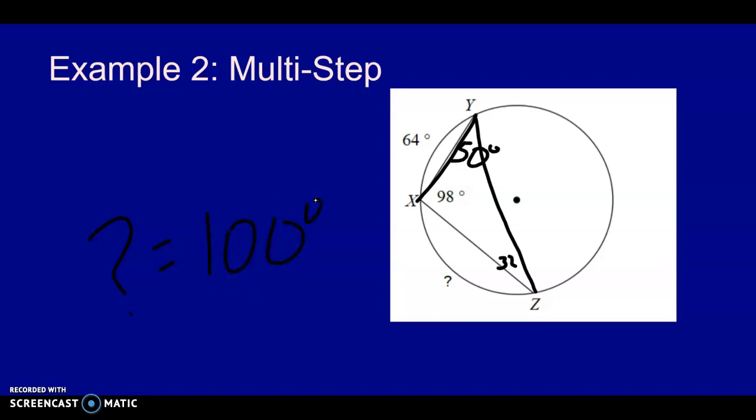Some of you are going to look at that and say that's way more complicated. Others of you are going to look at that and say that makes more sense to me. There's more than one way to do a lot of these problems. So either way, you're going to get a 100-degree arc for arc question mark. So our rule today, one simple idea. An inscribed angle made of two chords cuts an arc. The arc it cuts will measure twice the angle on the circle. An inscribed angle is exactly half of the arc it creates.